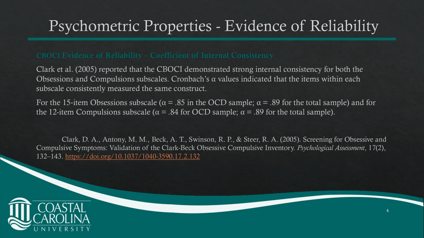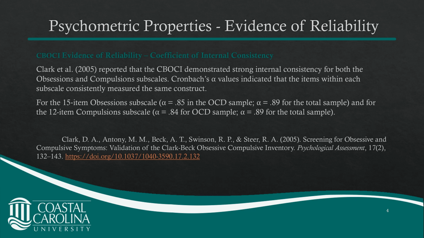For the instrument's evidence of reliability, I decided to look at the CBOCI's coefficient of internal consistency. Clark et al. reported that the CBOCI demonstrated a strong internal consistency for both the obsessions and the compulsion subscales. The Cronbach's alpha values indicated that the items within each subscale consistently measured the same construct. For the 15-item obsession subscale, it had an alpha value of 0.85 in the OCD sample and an alpha value of 0.89 for the total sample.